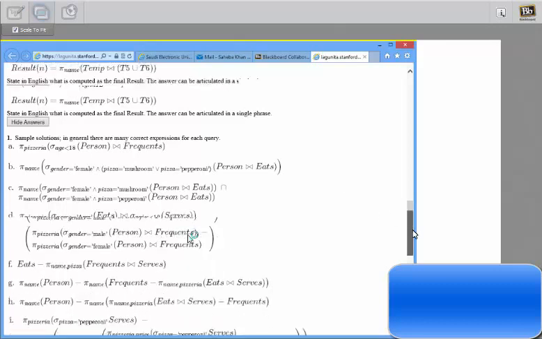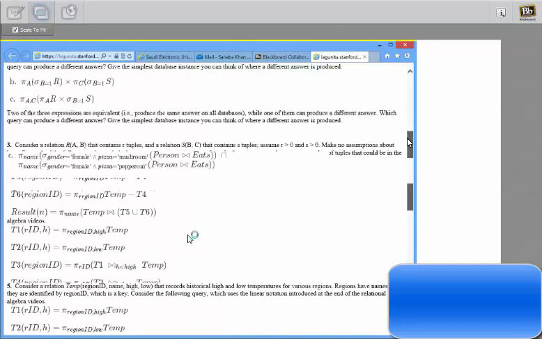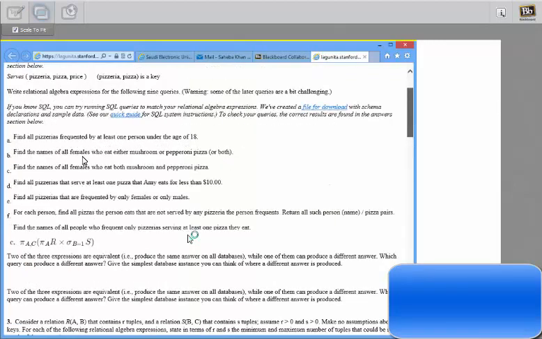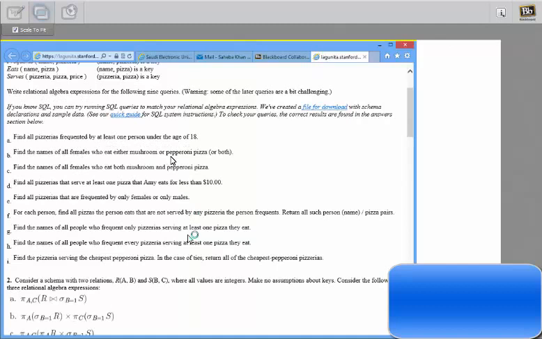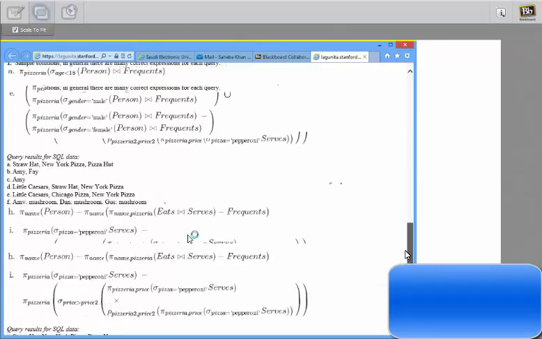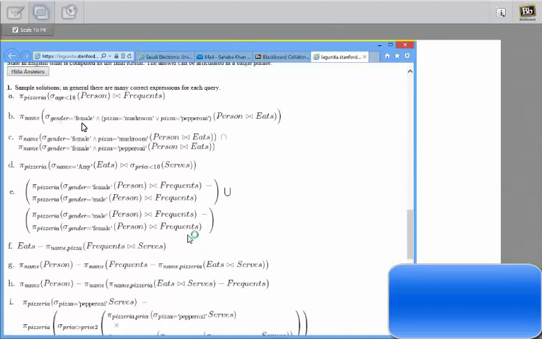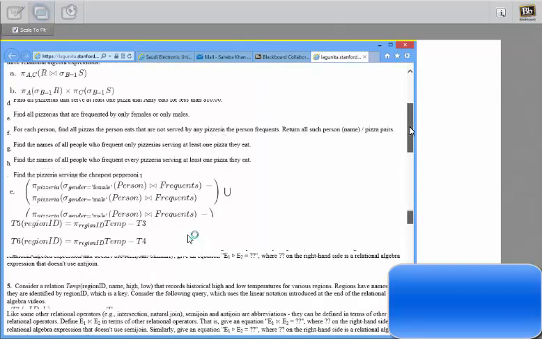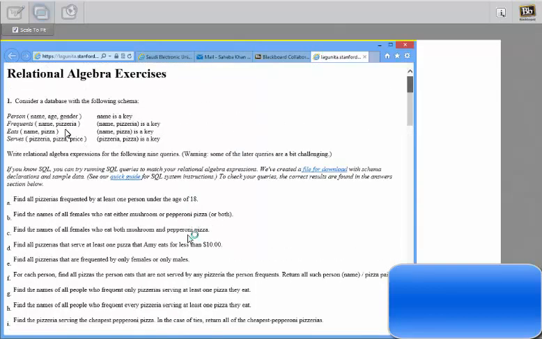So in the next table, the question is like, find the names of all females who eat either mushroom or pepperoni pizza, okay, or both. So for that reason, what we have to find out, like here, project name, gender female, pizza equal to mushroom, or pizza equal to pepperoni, okay? So what we want here is person and eats. Why? Because we are taking information from person and eats. Eats, if you go back to the table, here, eats, name and pizza.